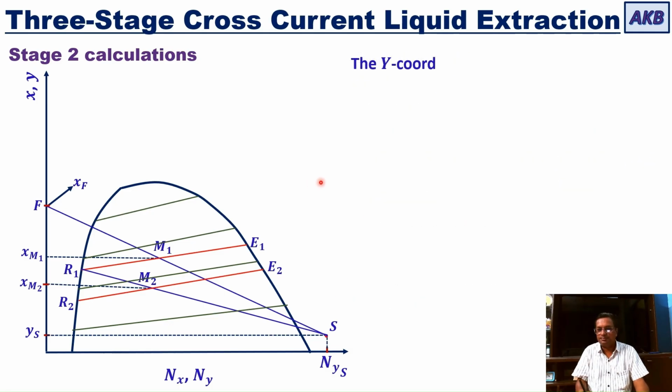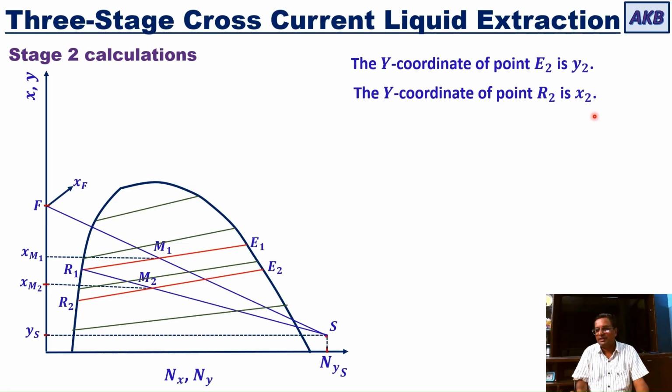After this, we have to read the y coordinates. The y coordinate of point E2 will give me y2, and the y coordinate of R2 will give me x2. So in our calculations for stage 2, we have now got the values of x2 and y2, because we are going to use them to find the quantities of raffinate and extract phases that come out of stage number 2.